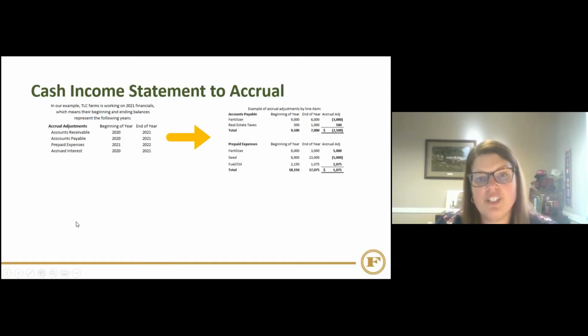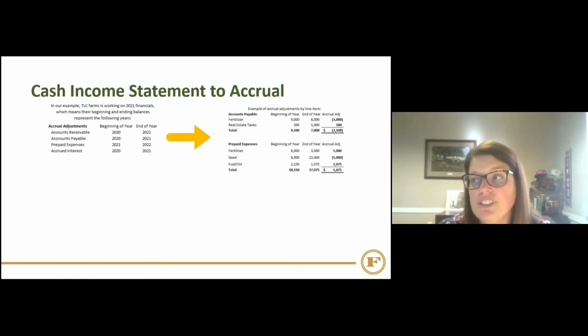TLC Farms used $6,000 worth of fertilizer for which they have not paid yet for the 2021 crop year and carried over a balance of $9,000 from the 2020 crop year. They still owe $1,000 worth of real estate taxes from 2021, which they will carry into 2022, and owe $500 from 2020. So you'll see it over there. I have the beginning year balance in one column, the end of year balance in another column.